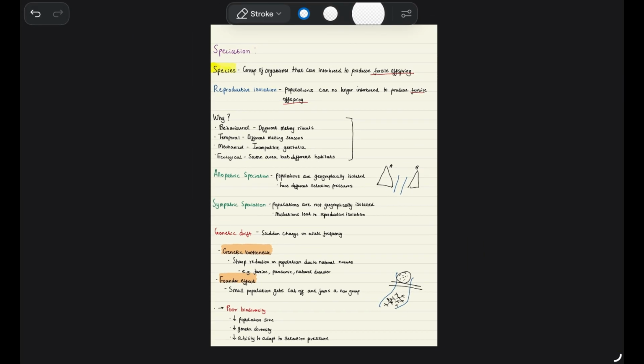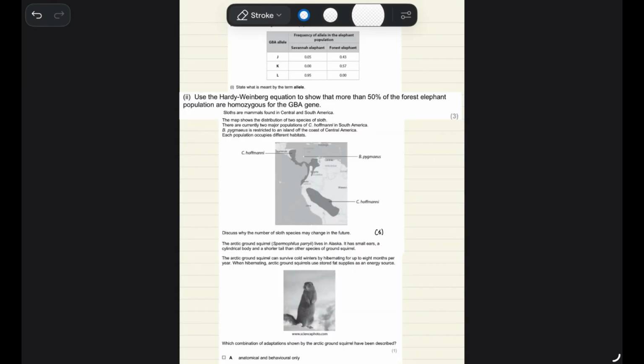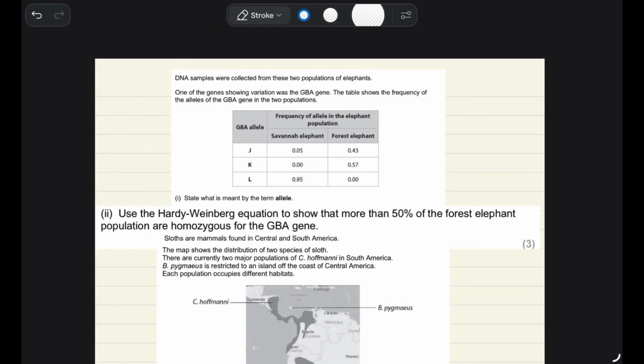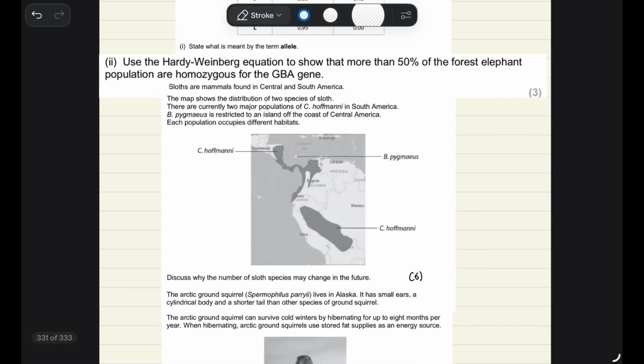I know this is a beefy chunk, so a lot to digest there, but we've kind of covered speciation. Okay, the learning is done, right? And now we just need to apply it to questions. So first one there, simple, just define what an allele is. And then looking at that, I want you to do the Hardy-Weinberg equation to show that more than 50% of the first elephant population is homozygous. So you've got the information there. Hopefully you'll be able to work it out from that.